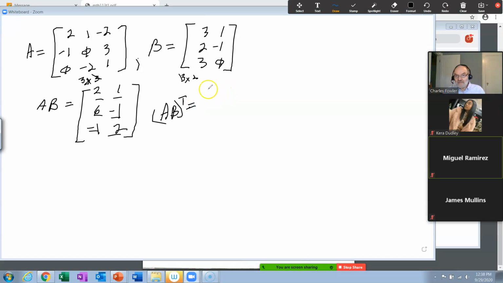All right. Anyone tell me what that is? 2, 6, -1, 1, -1, 2. Perfect. Okay, so we know what AB transpose is. Now the question is, what is B transpose times A transpose?